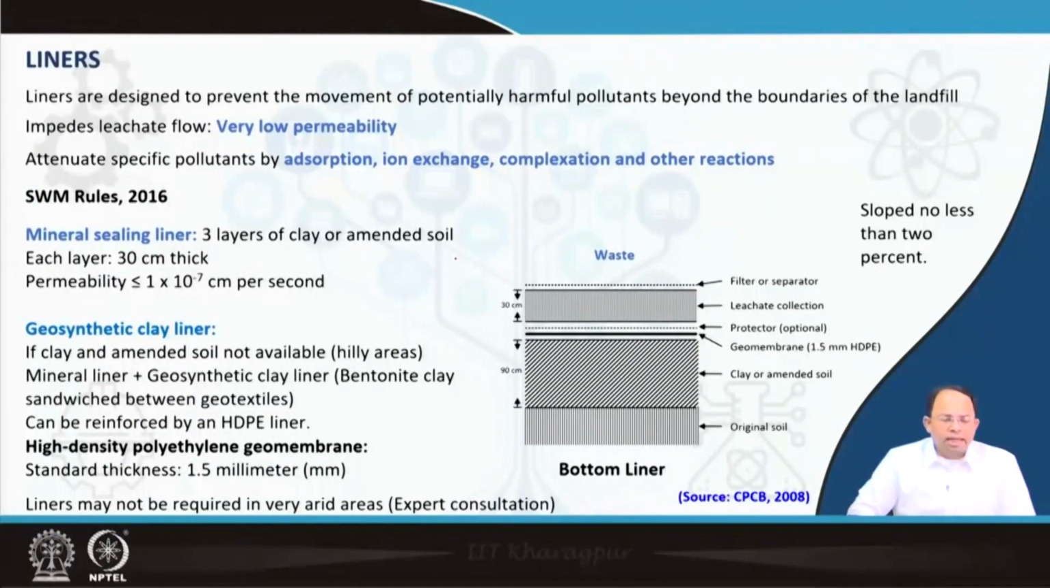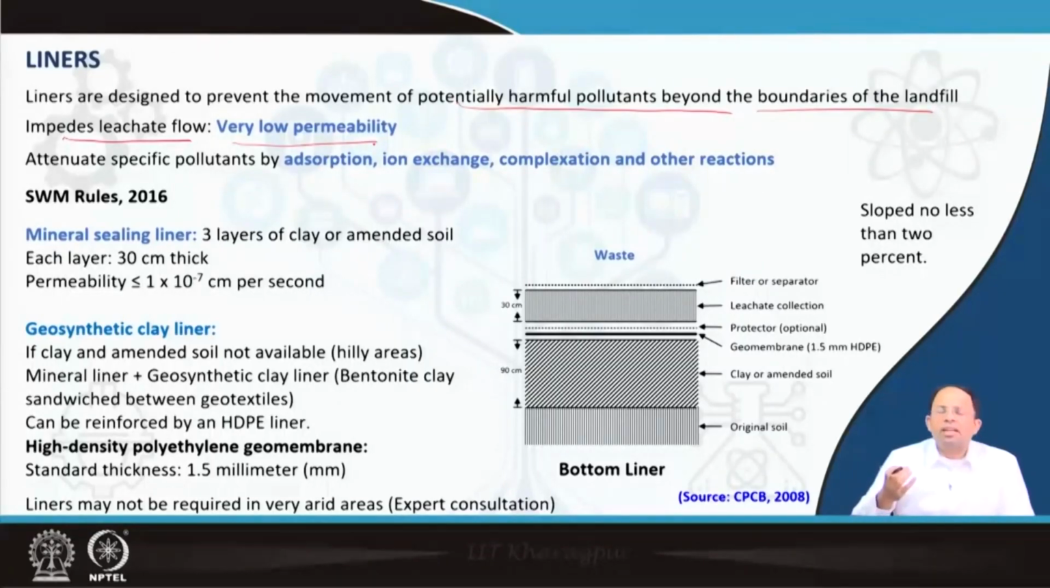As we discussed earlier, liners are designed to prevent the movement of potentially harmful pollutants beyond the boundaries of the landfill. That means it's a barrier layer which prevents movement of leachate outside the landfill site. The idea is to collect the leachate within the landfill itself and then pump it outside and take it for treatment or for transportation to a different treatment site. So the liner should be designed in such a way that it has very, very low permeability. A liner is nothing but a layer of soil, but the soil layer should have very low permeability.